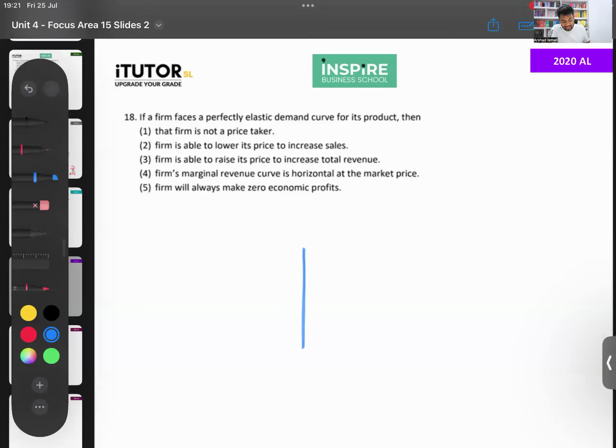You have a perfectly elastic demand curve. A perfectly elastic demand curve means you are a price taker. So then answer number 1 is completely gone, since it says not a price taker. When you have a perfectly elastic demand curve, will you increase or reduce price? Number 2 or number 3? If you increase, you lose all sales, and to reduce, you have no reason to. So then 2 and 3 are also gone. Then you're left with 4 and 5.